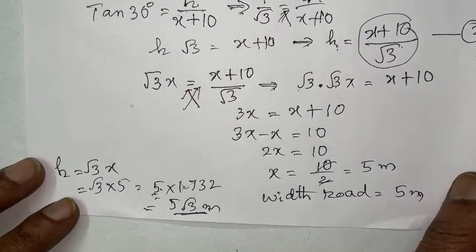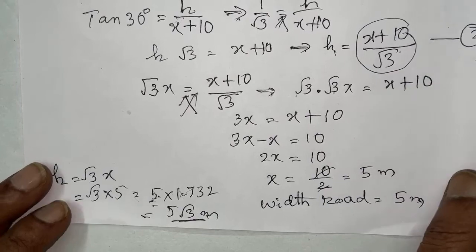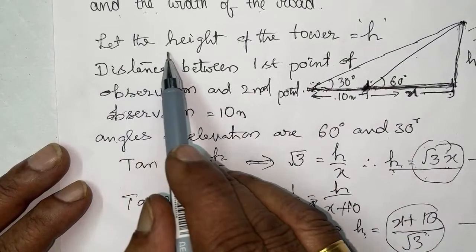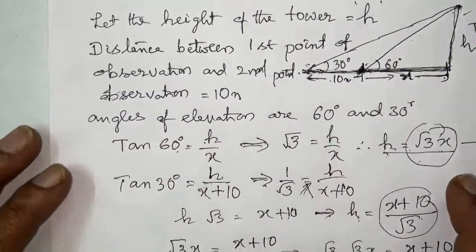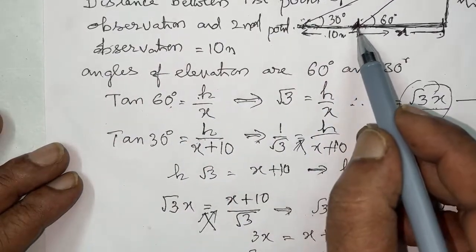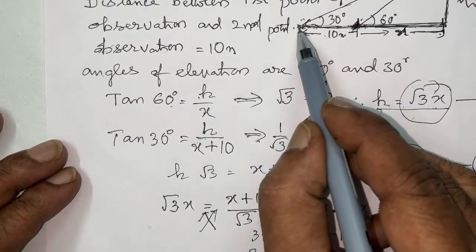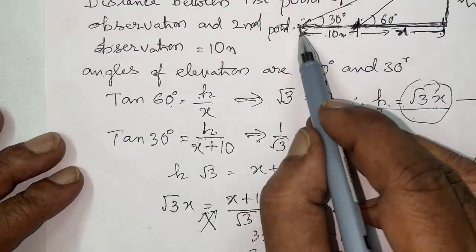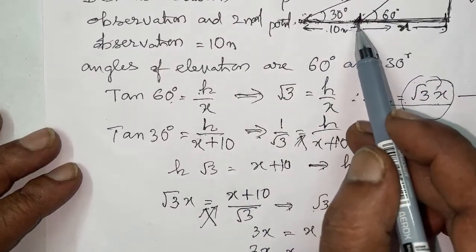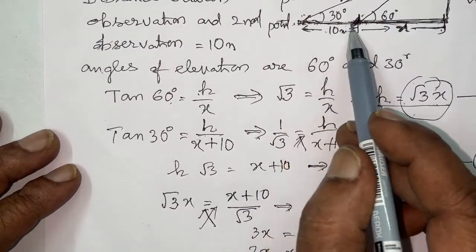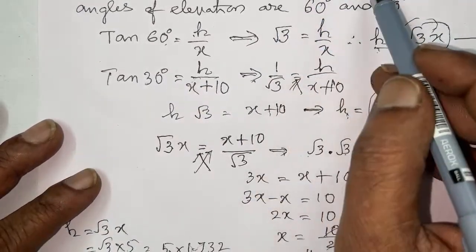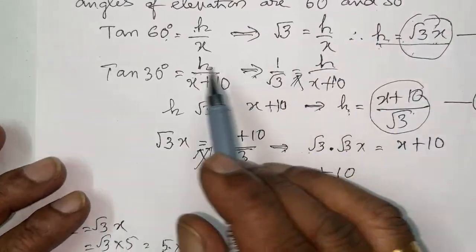And once again, I'll repeat here. In this sum, you have to take, let the height of the tower be h. And the immediate second step is the distance between the first observation point and the second observation point. First observation point is here, second observation point is here. Between these two, 10 meters is there. Then two angles of observation: the first angle of observation is 60, the second angle of observation is 30.